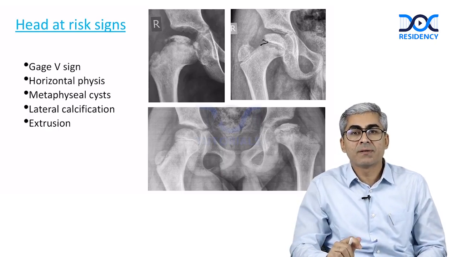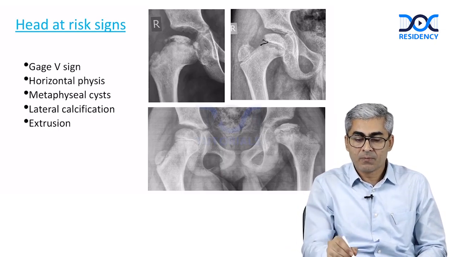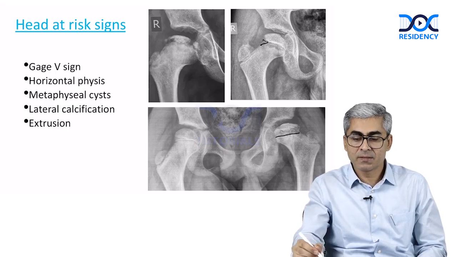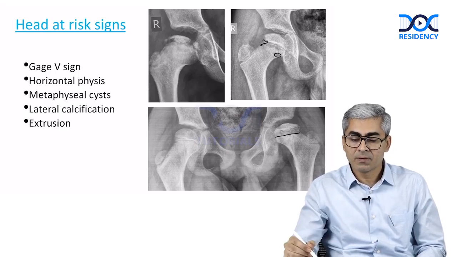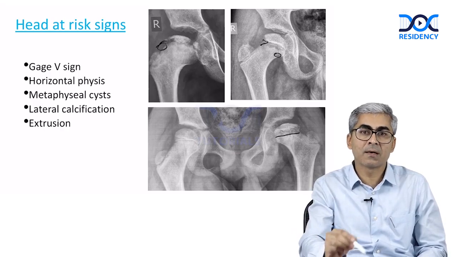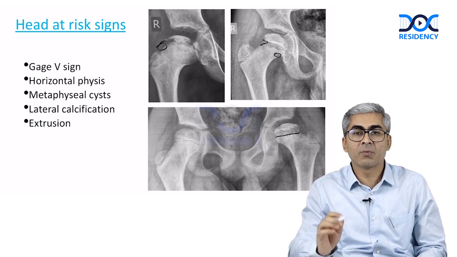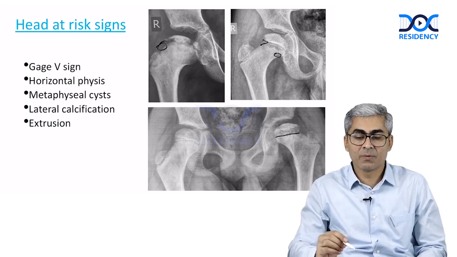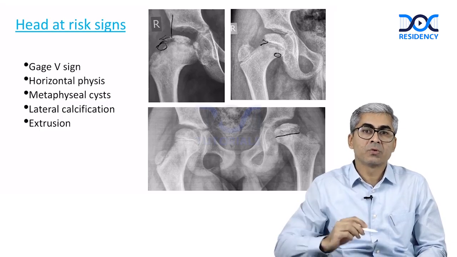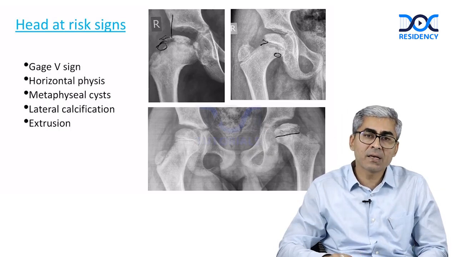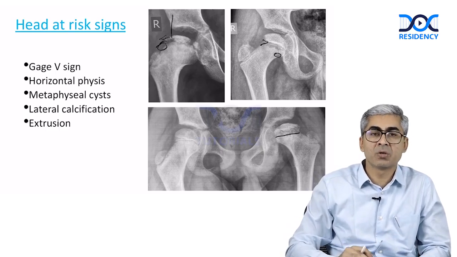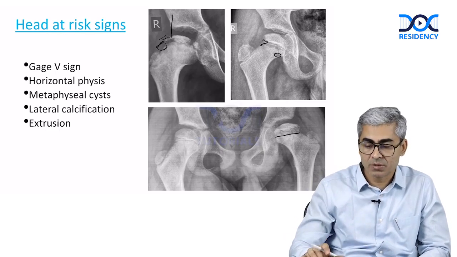And then the horizontal physis: if you compare to the normal femoral head, the physis has become horizontal. And then there are metaphyseal cysts, if you see, cysts have developed. So that's one more. And lateral calcification, that is here you can see lateral calcification, just lateral to the femoral head epiphysis. And then extrusion of the femoral head. If you see, the head is already outside, so that's the extrusion. The most important criterion among all the head at risk signs, which will dictate or change your treatment, would be extrusion, because that can be recognized and you can do something about it.